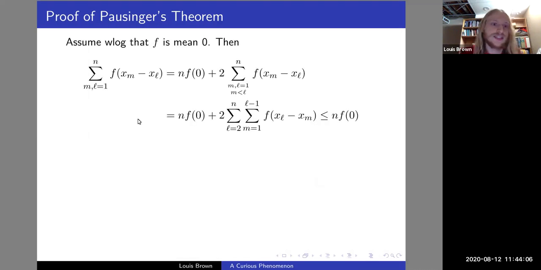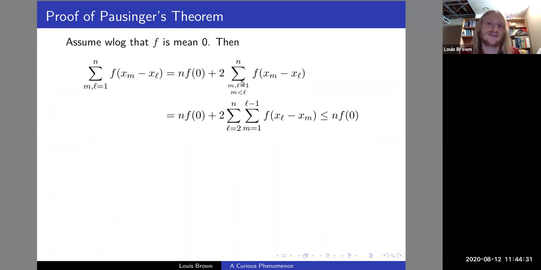Then if we look at this double sum over m and l going from 1 to n of f of xm minus xl, then we're going to get n diagonal terms when m equals l, which will all be f of 0, so n times f of 0, plus 2 times the off-diagonal terms, the sum over m, l from 1 to n, m less than l, of f of xm minus xl.